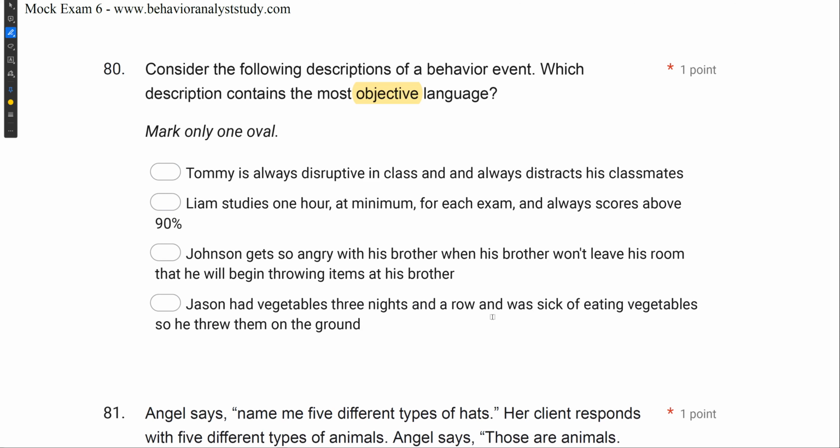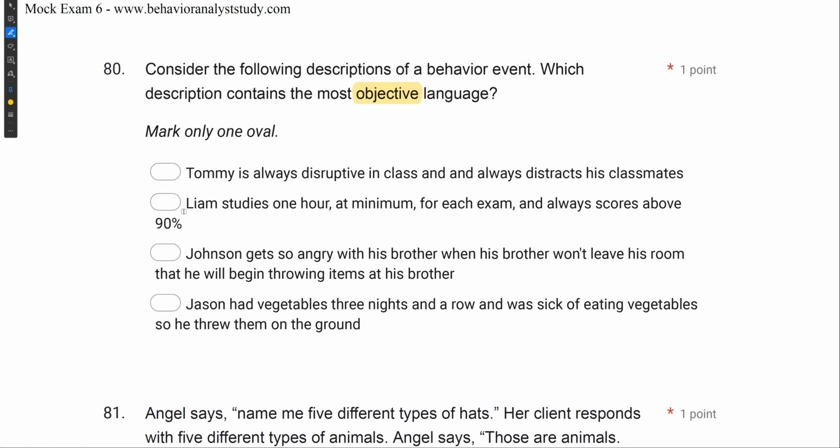D, Jason had vegetables 3 nights in a row and was sick of eating vegetables, so he threw them on the ground. 3 nights in a row is fine. Throwing them on the ground is fine. Sick of eating vegetables, not a good way to describe it. How do we know he was sick of eating vegetables? Did he tell us? Did we observe it? Is he definitely sick of eating vegetables? There are so many questions that this term sick of raises. And when your descriptions start raising questions like that, there's a good chance you've entered into subjective territory.